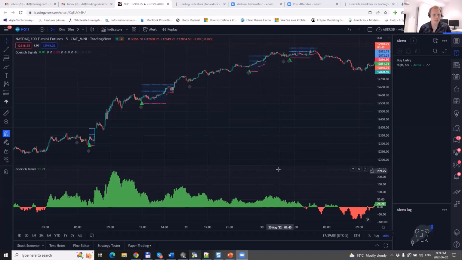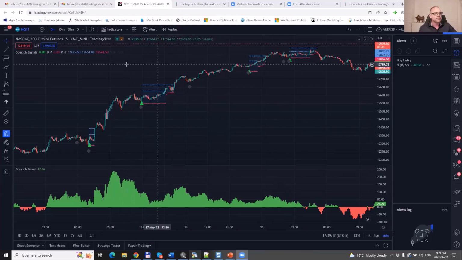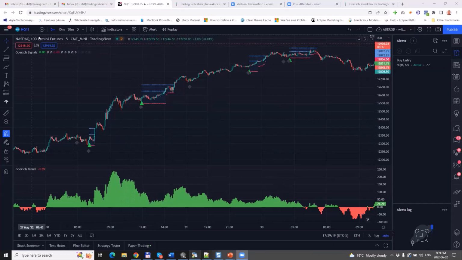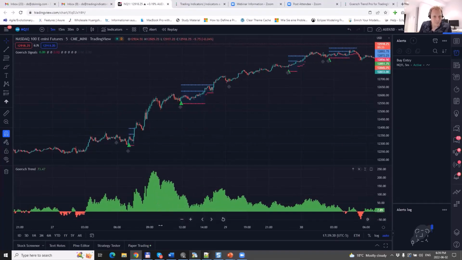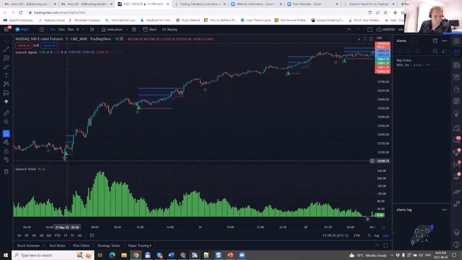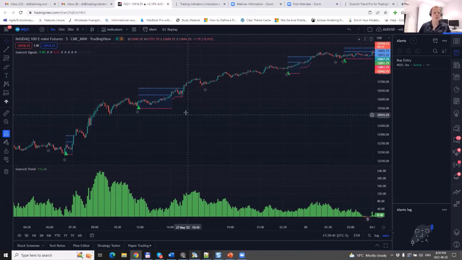But this indicator and the signals, they can also be used on much lower time frames, for example, for scalping or day trading purposes. I have opened up here the Nasdaq E-mini futures on the 5-minute time frame. The indicator is applied, both the Goersch trend histogram and the signals indicator. And as you can see here, the indicator is picking up warnings and entries on this time frame as well with quite some accuracy. So this indicator can really be used on any time frame.